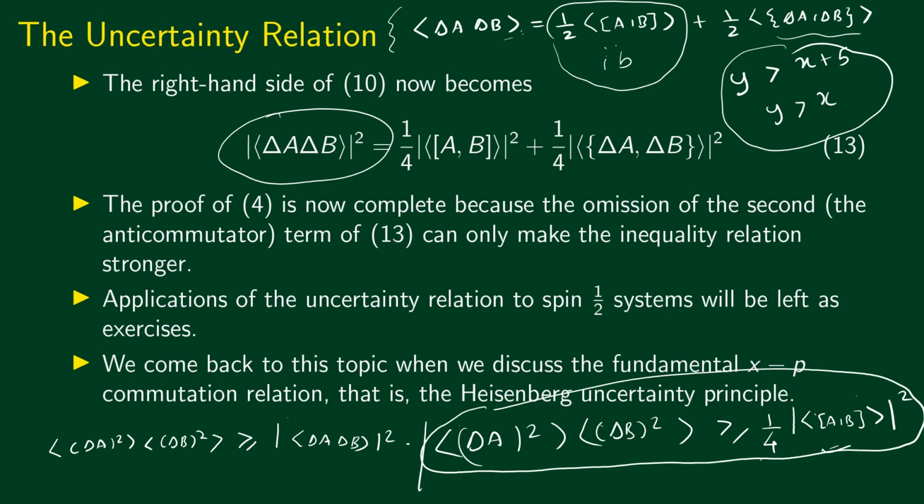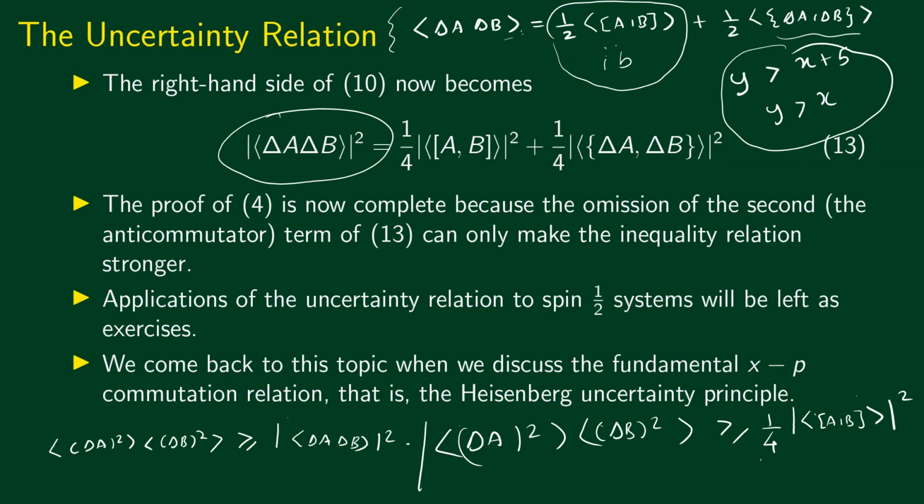So the proof is now complete, because the omission of the second term, the anticommutator term here, can only make the inequality relation weaker. Applications of the uncertainty relation to spin half systems are left as exercises. You can do these exercises just to practice with these things. Now we shall return to this topic when we discuss the fundamental XP commutation relation, the Heisenberg uncertainty relation. Here something that we see is that if the commutator of two observables is 0, or if the observables are compatible, then there's no uncertainty between them.